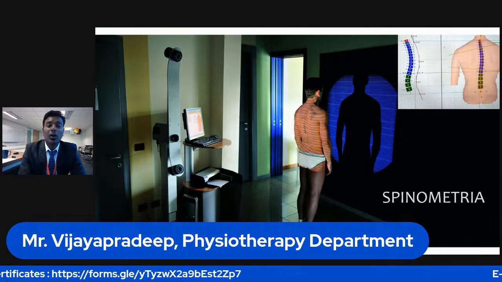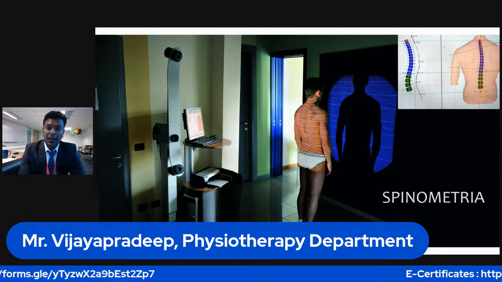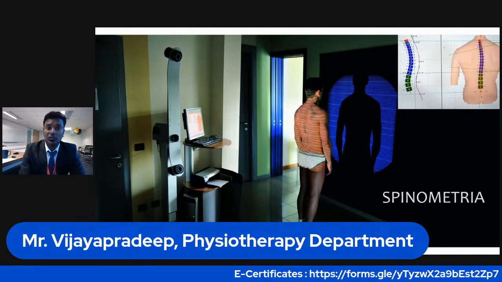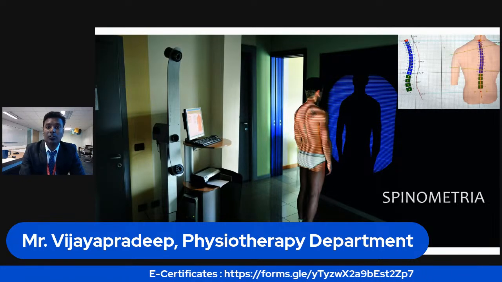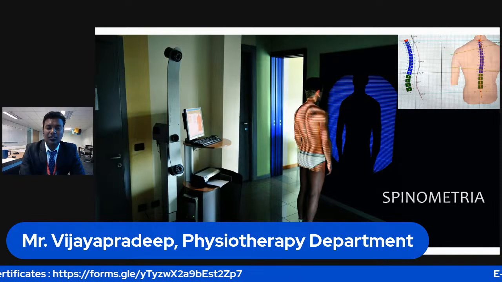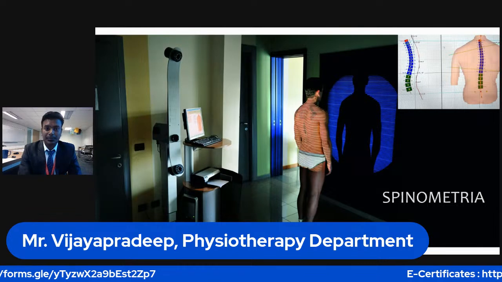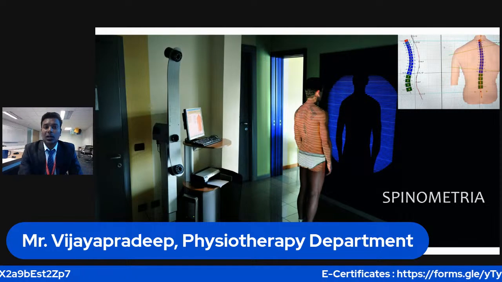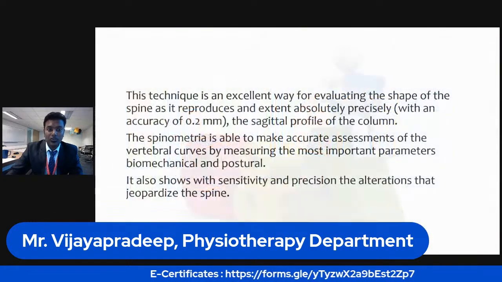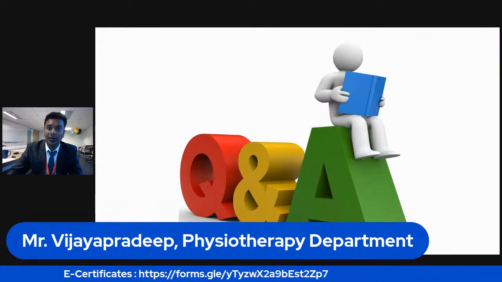This is how our pain and damage to the body structures originate. So the maintenance of proper posture plays a crucial role in understanding these systems and maintaining proper health. This is what I was about to discuss with you all today.